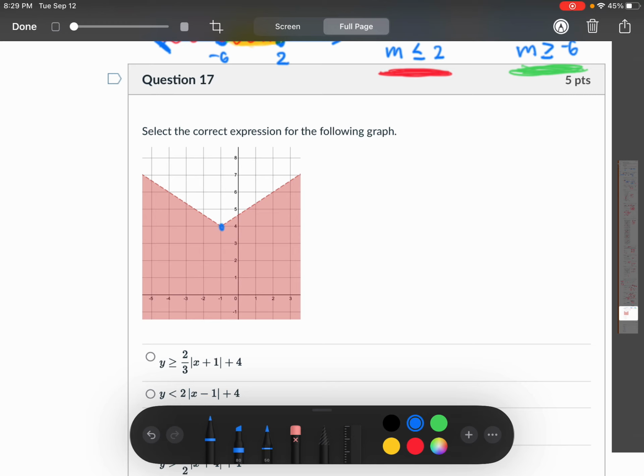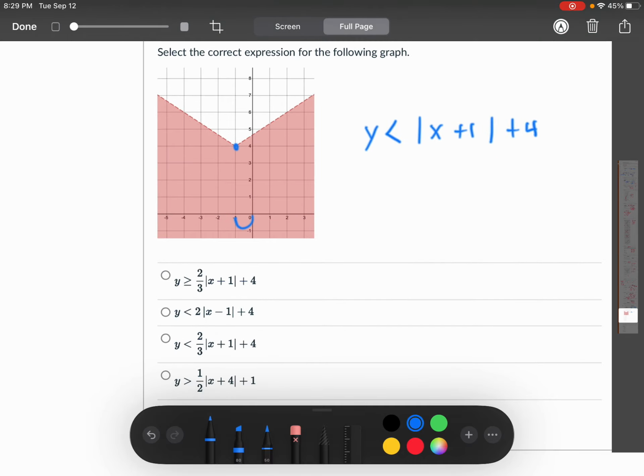I'll talk about the inequality here in a second. I know this is an absolute value because that's what it looks like. I moved 1 to the left, which is going to be x plus 1, and then I moved up 4, right? So I know this is the equation for sure. Is this being stretched? We'll talk about that in just a second, but what I do know is that it's shaded underneath. So if it's shaded underneath, that's going to be y is less than. So let's look for all the y is less than. Let's see, so those two. It should be this one, but let's make double sure here.